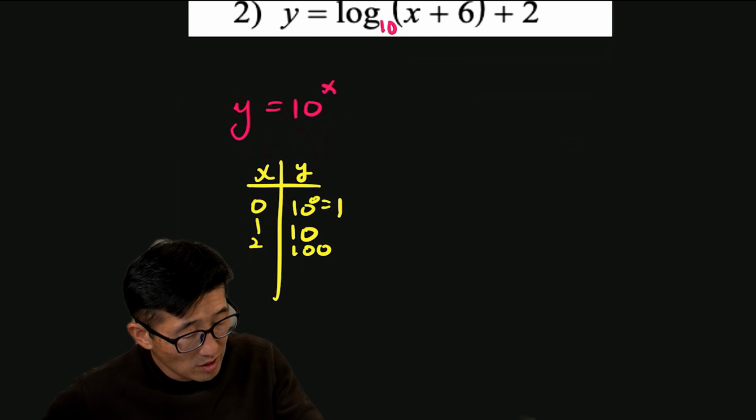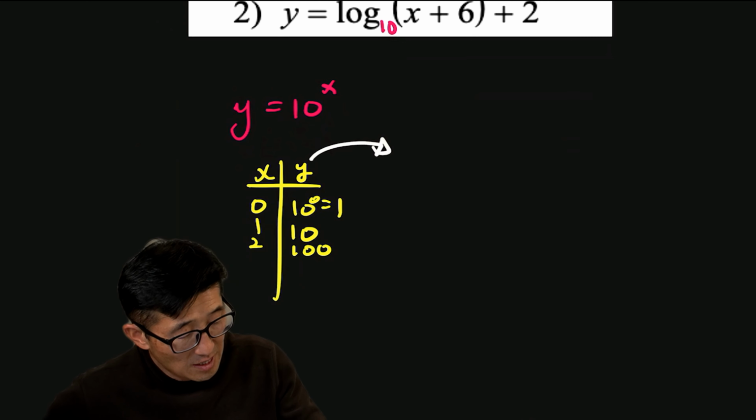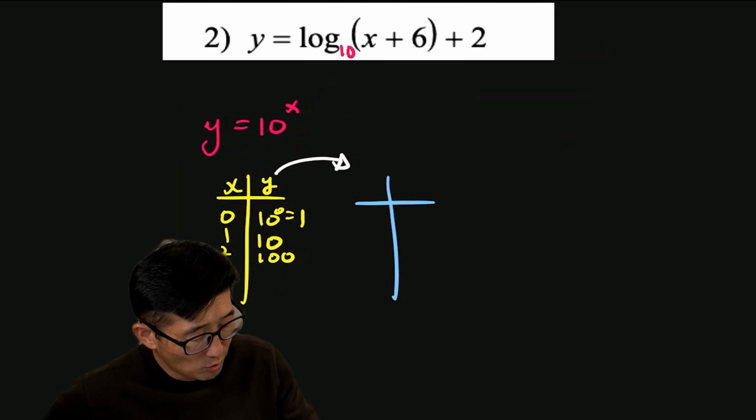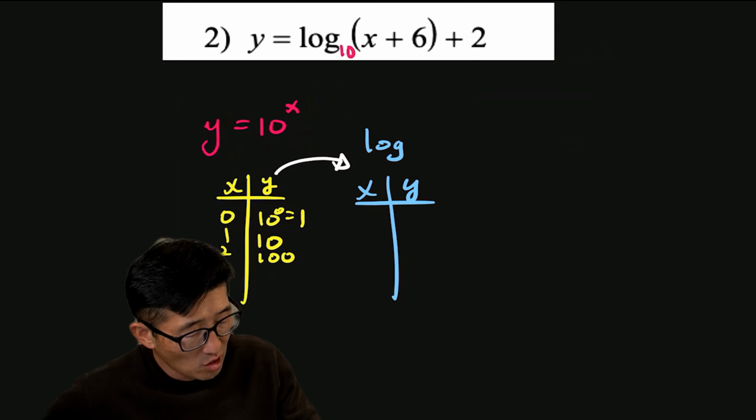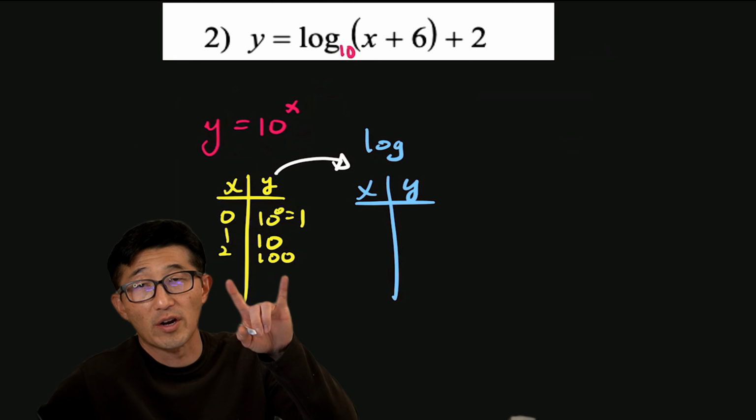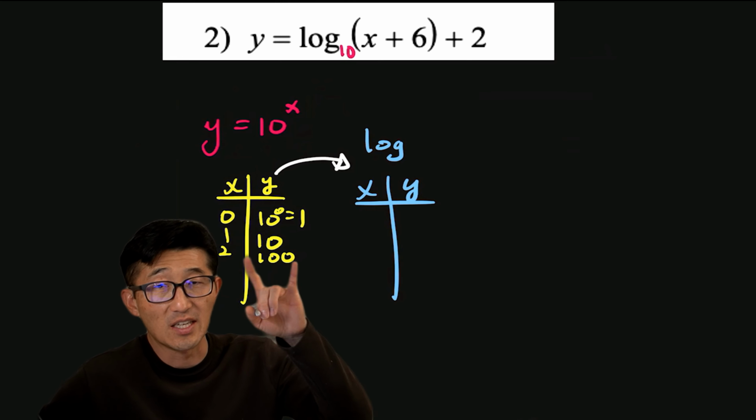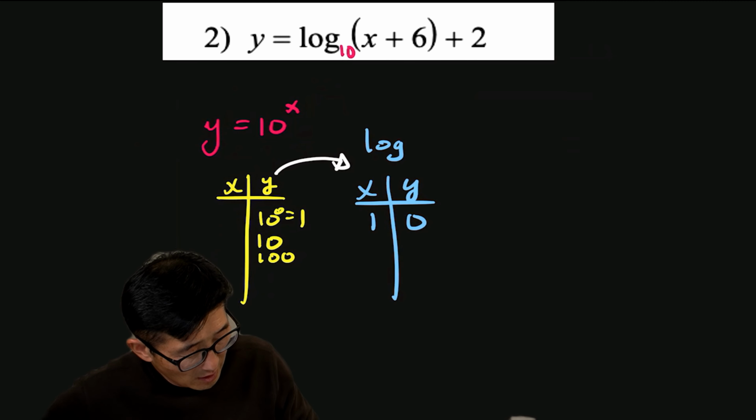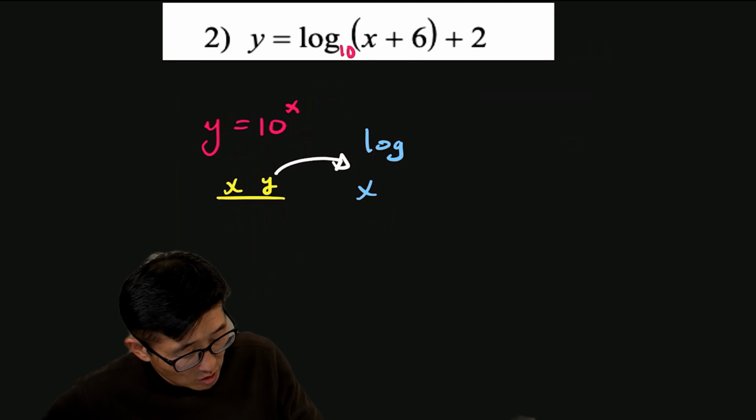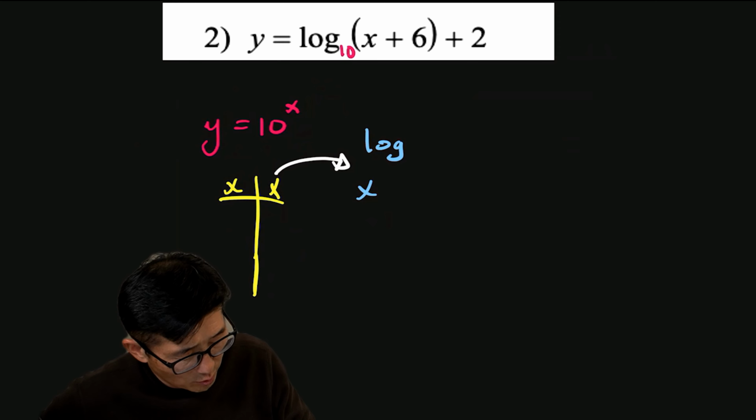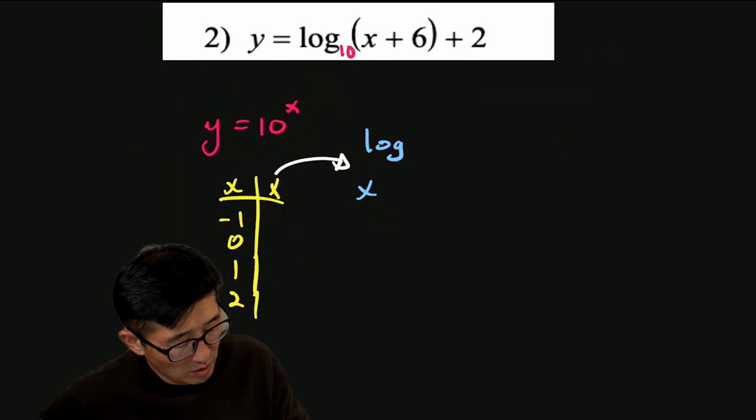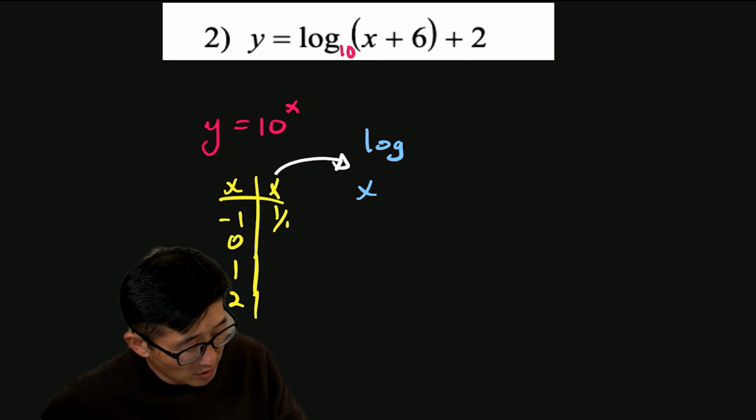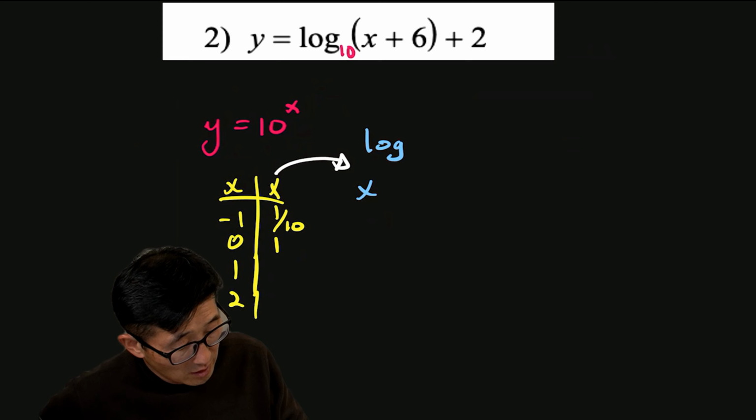Okay, and then from here you have to flip it. These will become, and I'm going to put this in blue, the new x, y for your log graph. So these are your exponential functions. We have to find the inverse by flipping it. Actually, let me go back and redo this part. Because the numbers are so big, instead of 1, 2, and 3, let's put negative 1, 0, 1, and 2. If you put negative 1, it's 1/10, then 1, then 10, and then 100.